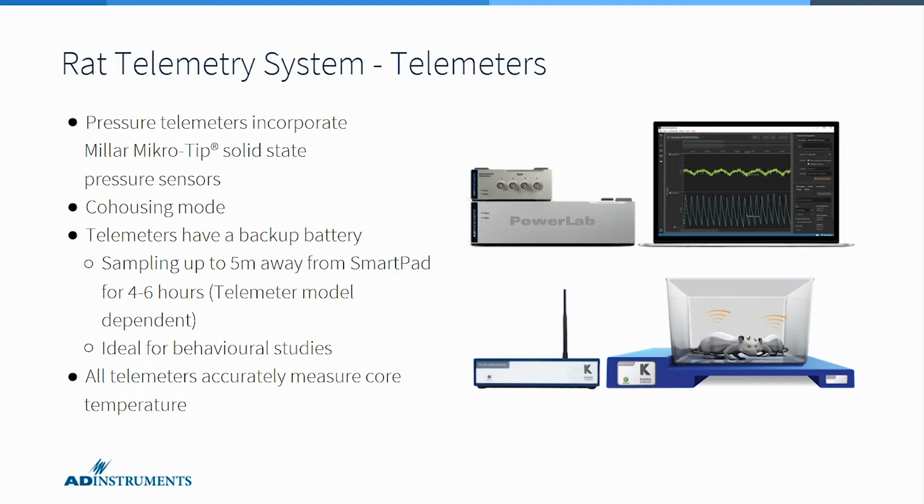All of the rat telemeters have a backup battery, which helps to facilitate continuous recording in the home cage, but also allows sampling up to 5 meters away from the smart pad for between 4 and 6 hours, depending on which telemeter it is that you're using. And this is ideal for behavioral studies. So it really opens out the possibility of carrying out more complicated experiments, not just with the animals sitting in their home cage, but taking the animals away from the home cage as well. And also all rat telemeters accurately measure core temperature and can report core temperature as well, alongside the parameters advertised with each telemeter model.